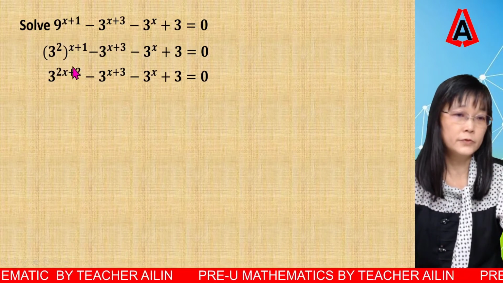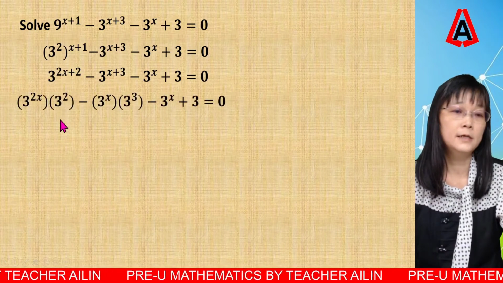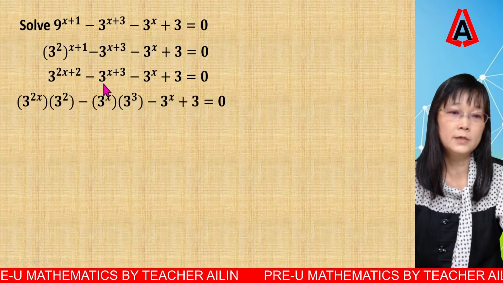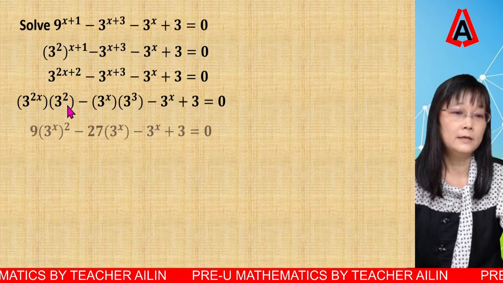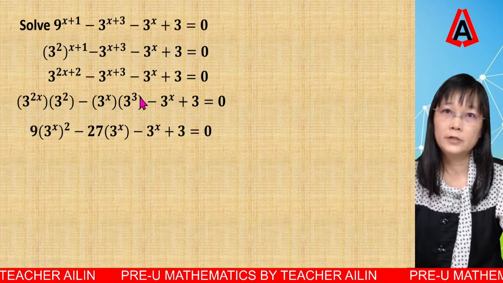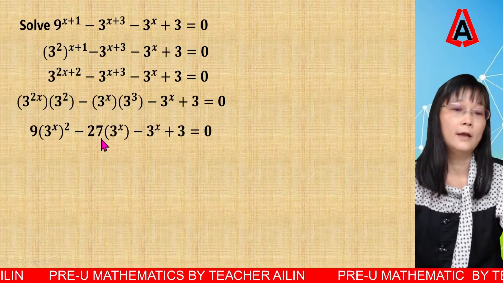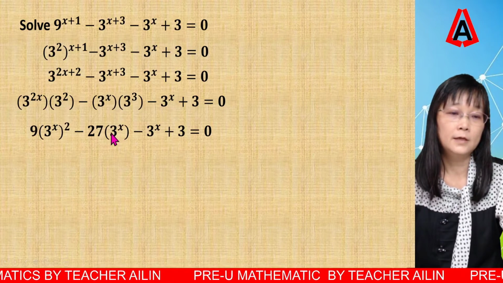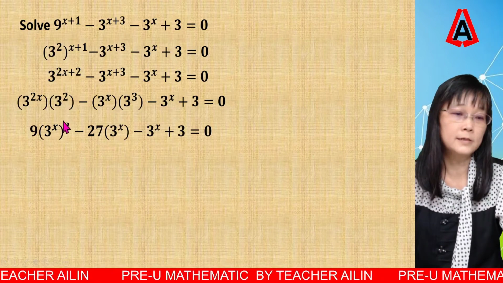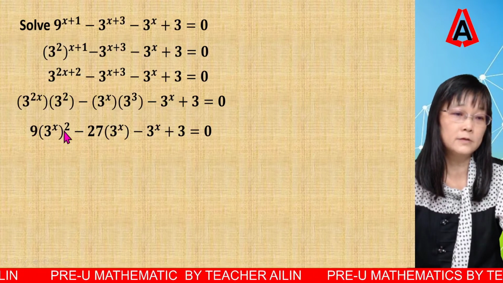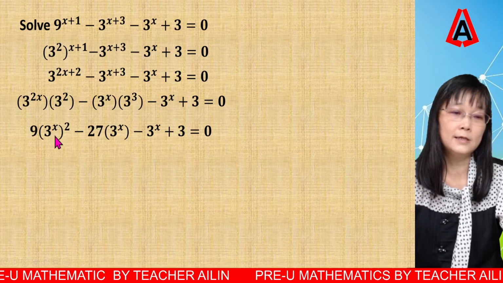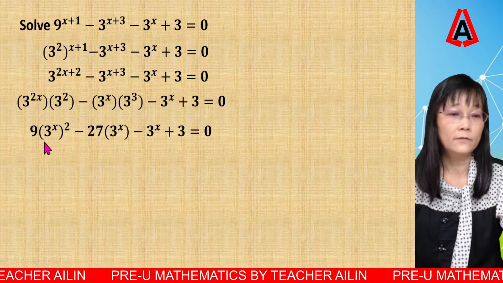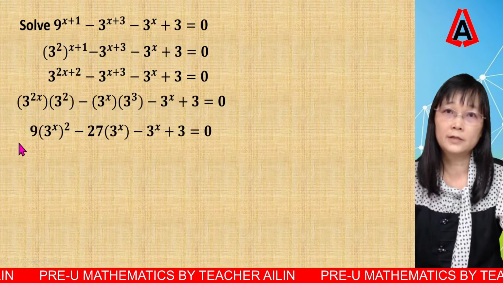Next, I'm going to separate the index here. When I separate the index, I get 3 power 2 here, and I get 3 power 3 here. And 3 power 2 is 9, 3 power 3 is 27. Since in most of the terms here the exponent is 3 power x, I'm going to take out the 2 here, such that I can see the exponent 3 power x. So from here, actually this is a quadratic equation.